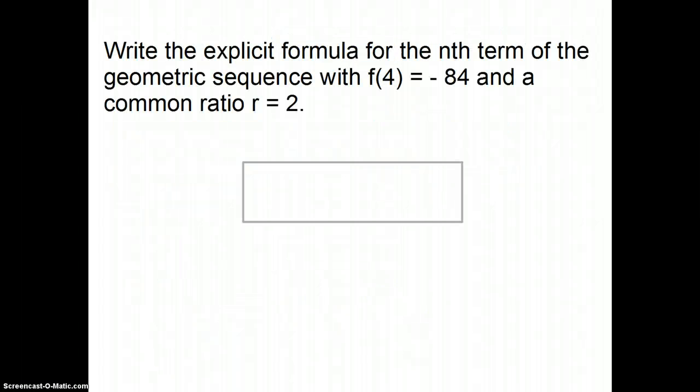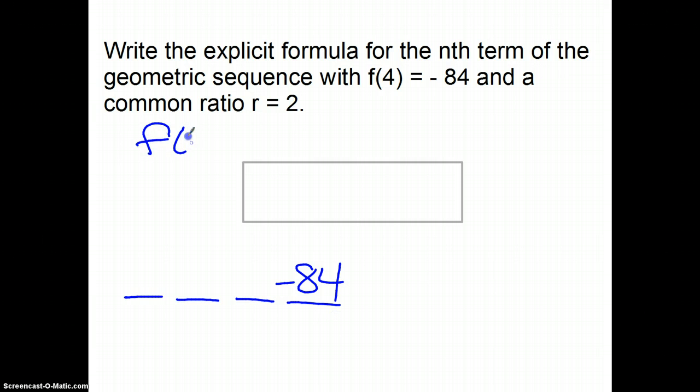Write the explicit formula for the nth term of the geometric sequence with f of 4 being negative 84. That means 1, 2, 3, 4, negative 84. And a common ratio of 2. So if I want the explicit formula, it looks like this in a geometric sequence. R is 2. I'm timesing by 2.